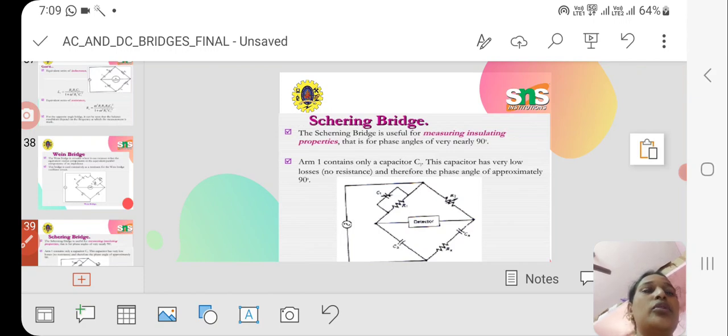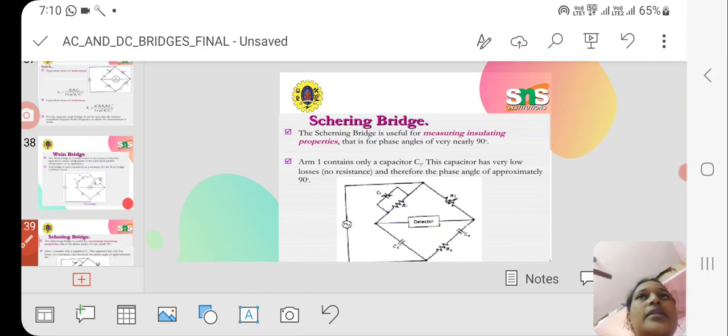Let us discuss the construction of the Schering Bridge. The capacitor Cx is connected to one of the arms along with a resistance connected in series, which is Rx, and this Cx is the capacitance whose value is unknown. A series resistance Rx represents the loss of the capacitor whose unknown capacitance Cx is connected.